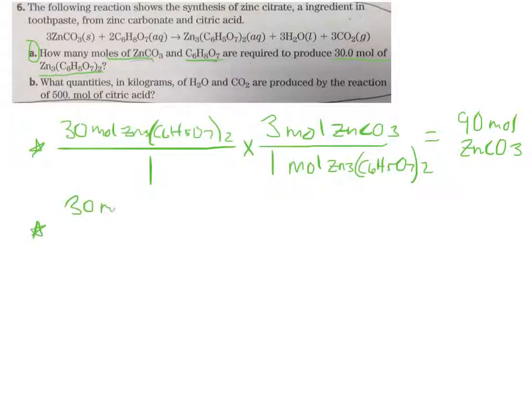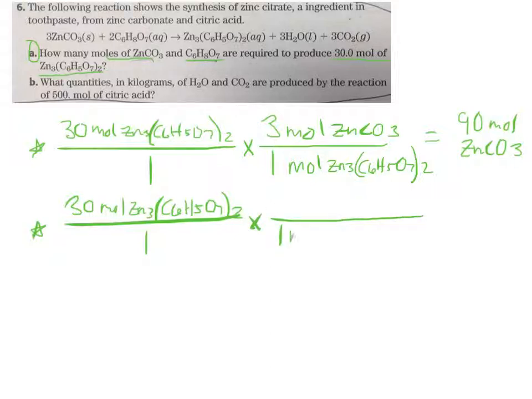We're going to start with our 30 moles of our zinc citrate, Zn3(C6H5O7)2. Except this time it wants to know how much citric acid is required to produce this amount. So we're going to do the same thing as before. I know we have 1 mole because that's what we had in our previous conversion, and that is the coefficient. We're going to use the mole ratio again because we're going from one compound to another. And the other compound we're going to is our citric acid.